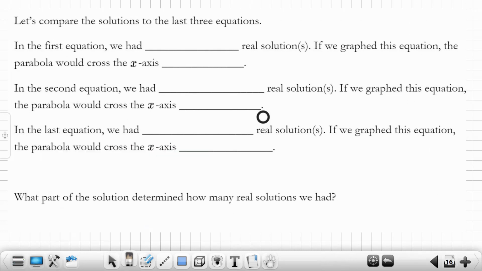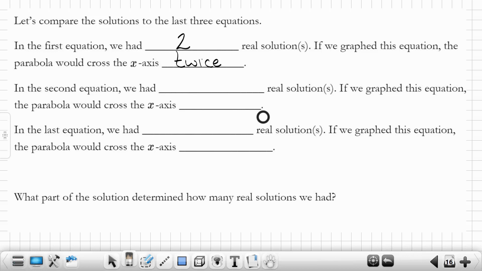Go back to the first example that I typed out on using the quadratic formula. How many solutions were there? 2. And they were both what? Real. Okay? In the first equation, we had 2 real solutions. If we graphed the equation, the parabola would cross the x-axis twice. They were 1/4 and -5, and it would cross the x-axis twice.